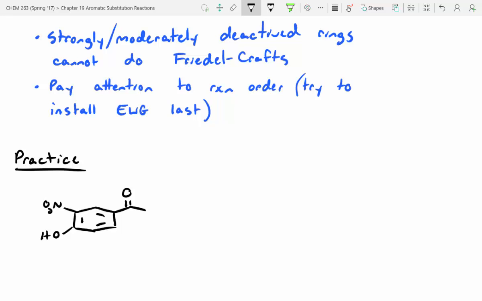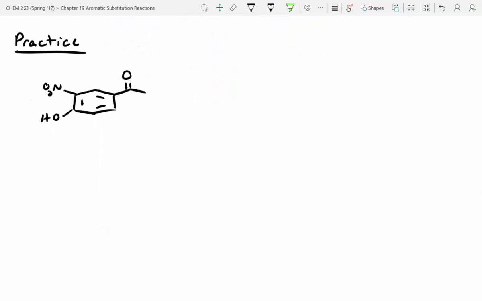And oftentimes, you have to do this in more than one step. You have to be careful with the order that you do it, and you have to maybe use blocking groups on occasion. So I'll give you guys a minute to work on this, but check with your neighbor. You have to start with benzene. Yep, you start with benzene. That's your ultimate starting material.